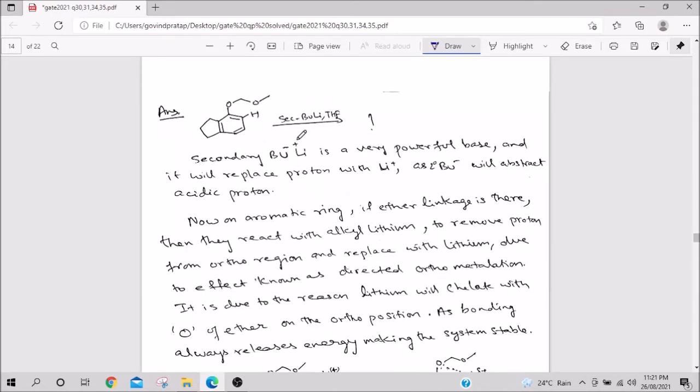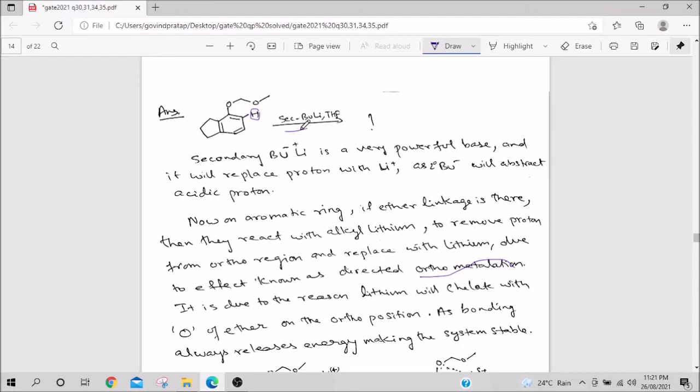Okay. So here you have secondary butyl lithium, it will take away the most acidic proton. Okay, it's tough to take out even a proton from benzene, but this is a special thing which is called, there is a word for it, I am not able to recollect. Let me check. Yeah, it is called orthometallation.